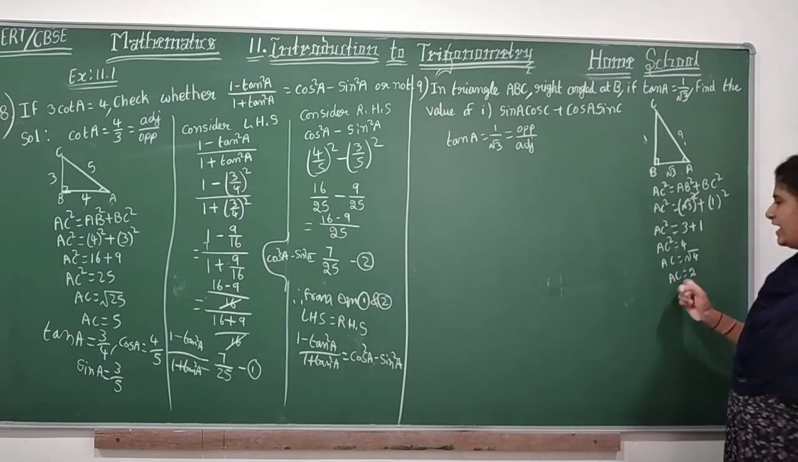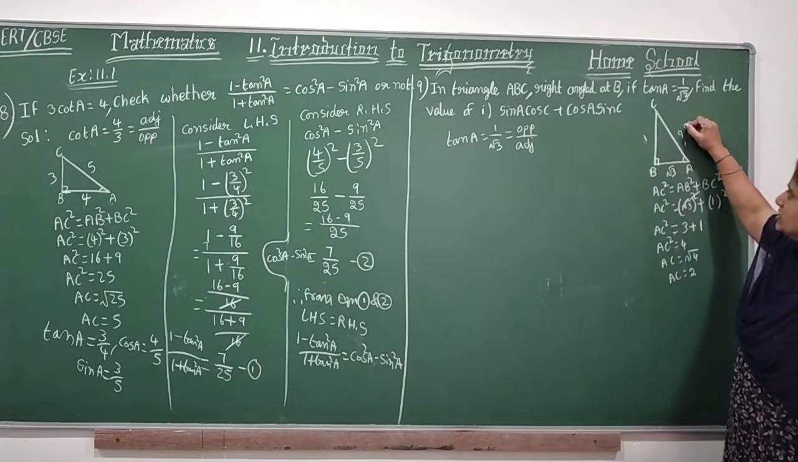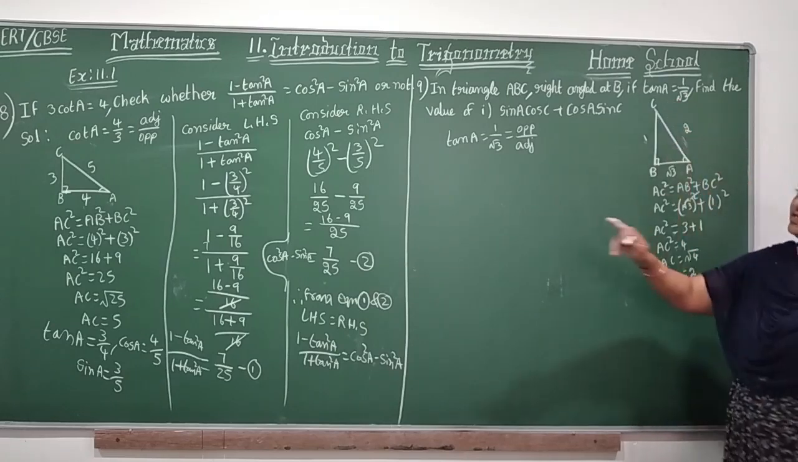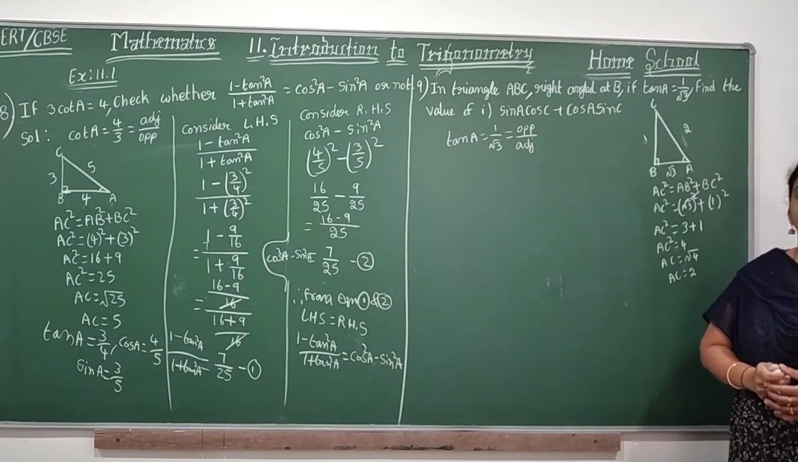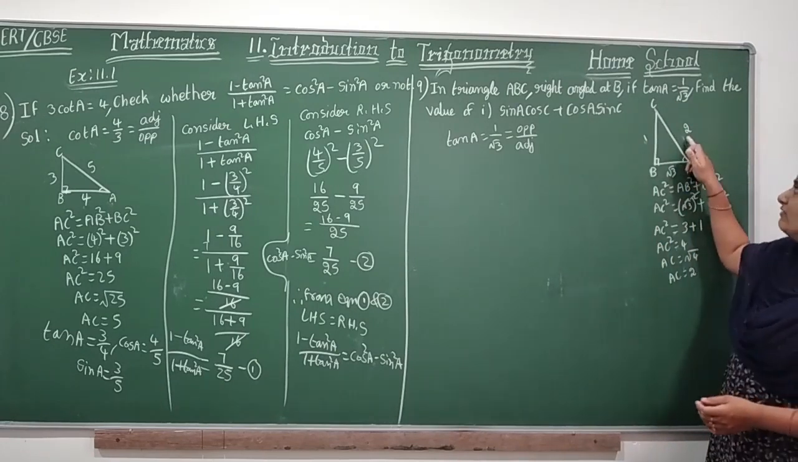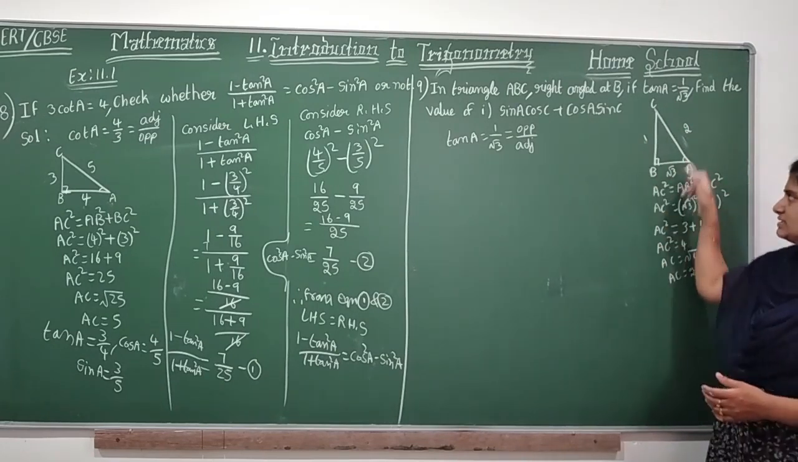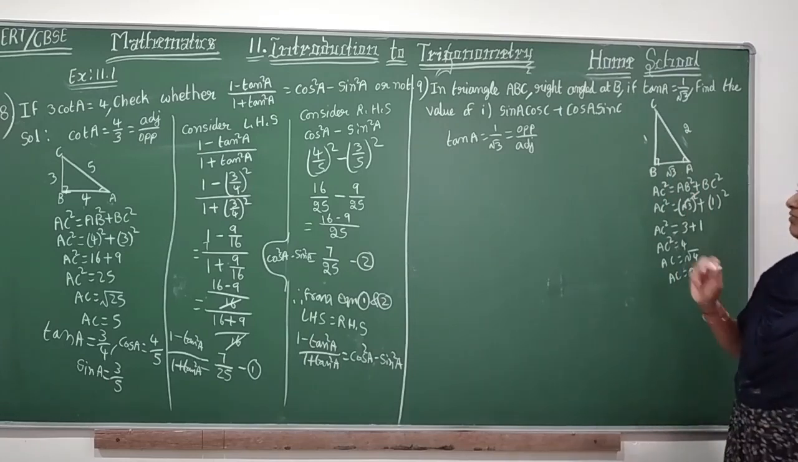Okay, what is your AC value? Hypotenuse value is 2. Always observe in your right angle triangles, hypotenuse must be the longest side and it should have the biggest value among the 3 sides. So now we got AC.